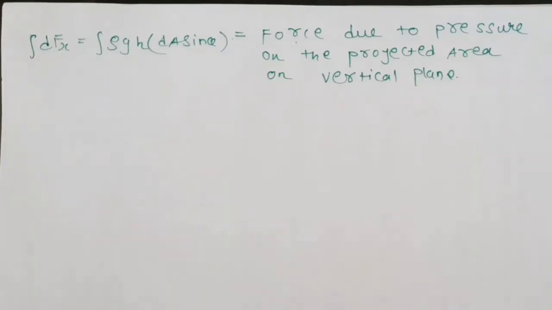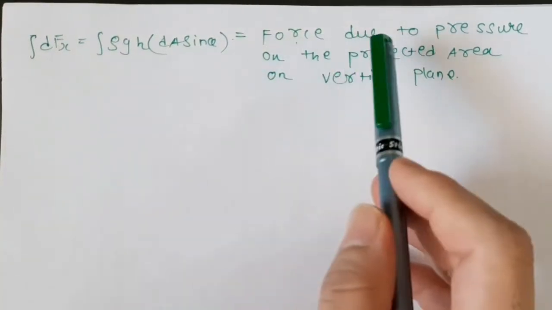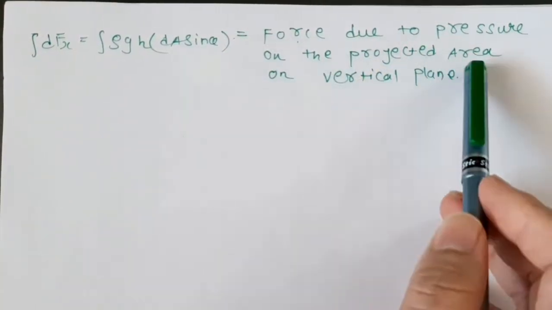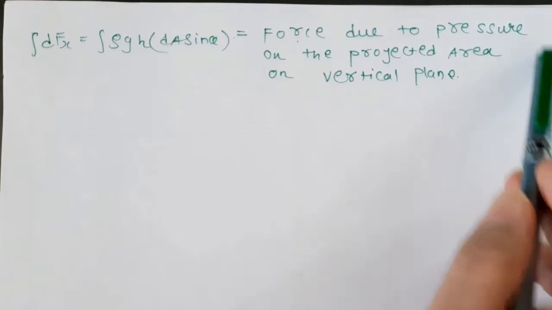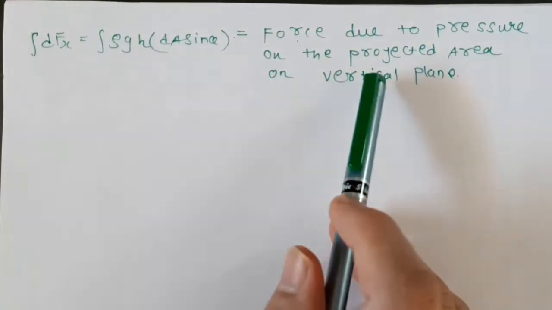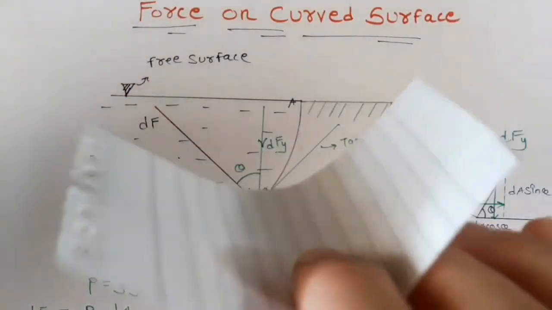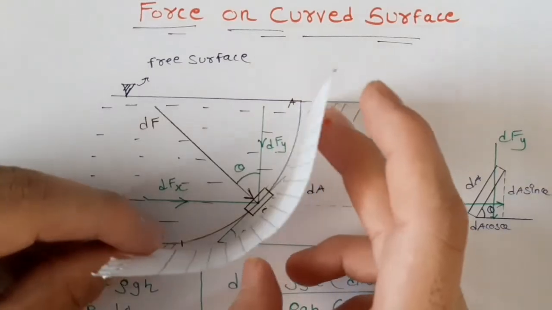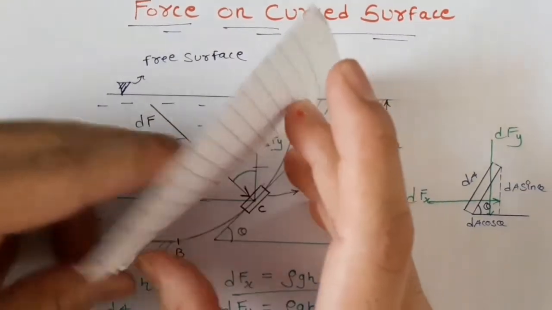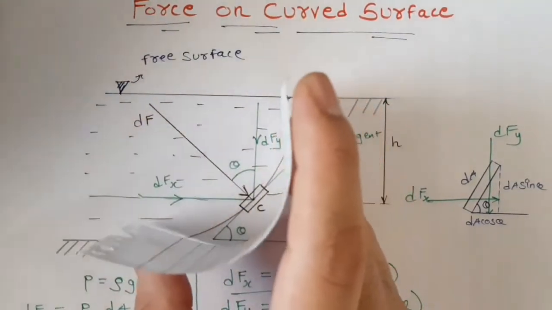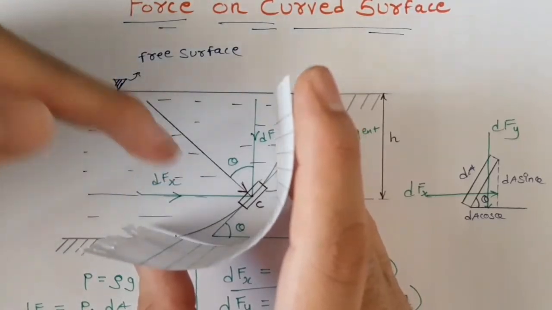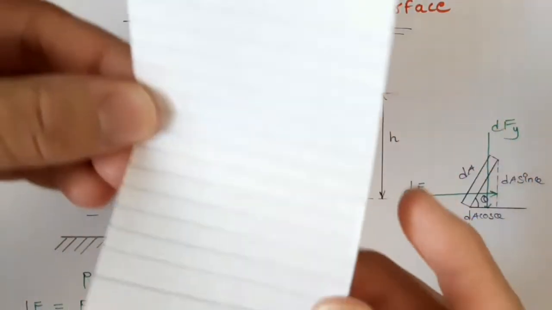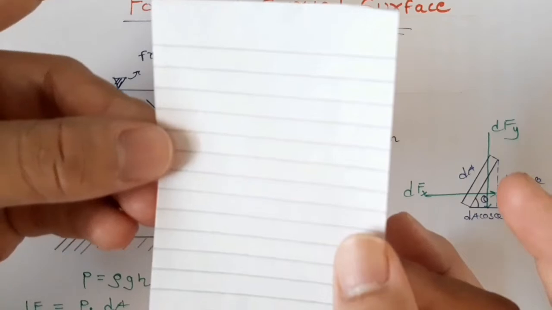Okay, now this integration of dFx is also known as the force due to pressure on the projected area on the vertical plane. Now what is the meaning of this line? I will show. As you can see, this paper has a curved surface. Now when you see this paper from this side view, you will see a rectangle like this. Okay, so this is the rectangle.